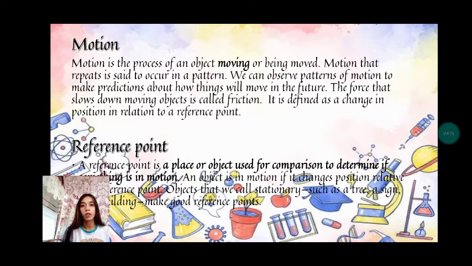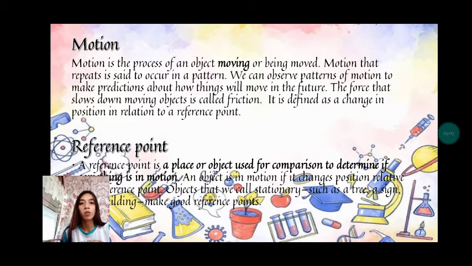So what is really motion? Motion is a process of an object moving or being moved. Motion that repeats is said to occur in a pattern. We can observe patterns of motion to make predictions about how things will move in the future. The force that slows down a moving object is called friction. Motion is also defined as a change in position in relation to a reference point. When we say motion, it is about changing position, just like the train. That is what we call motion.